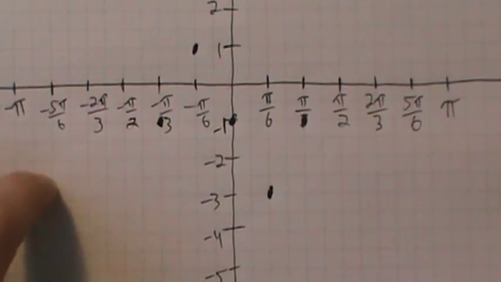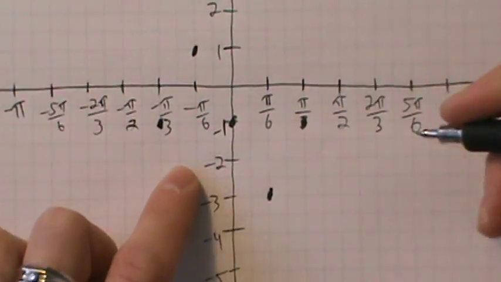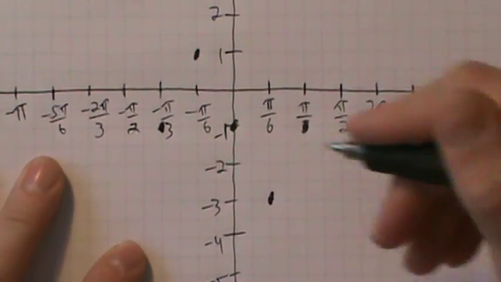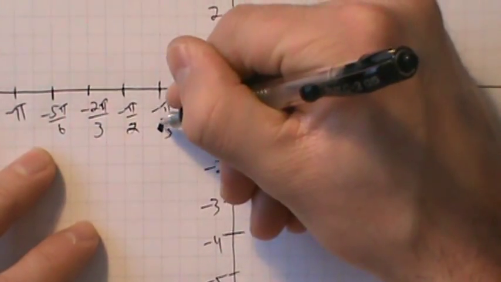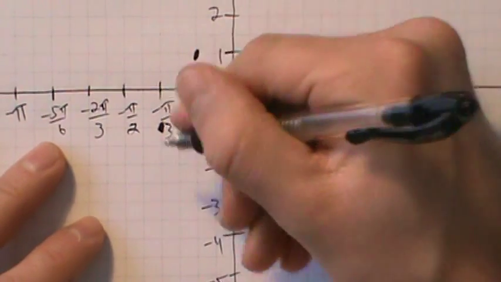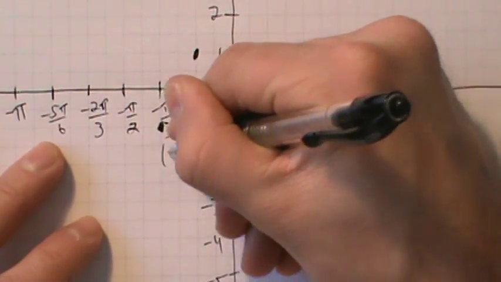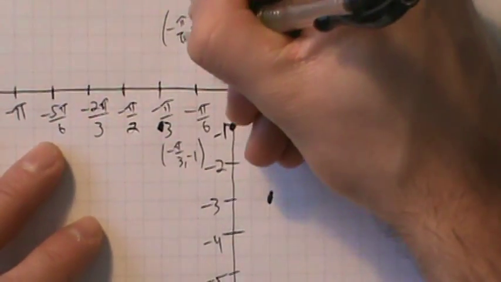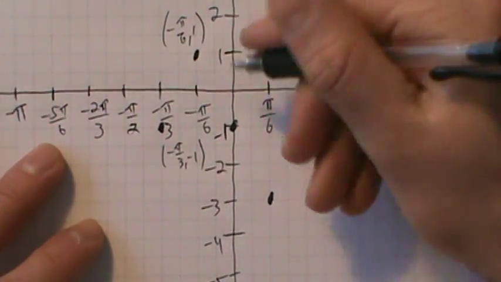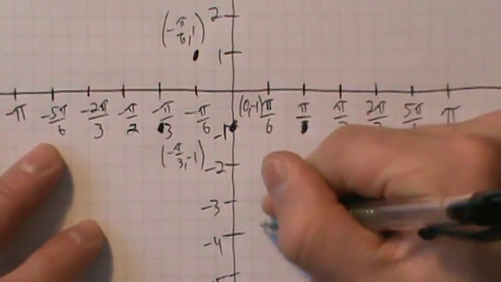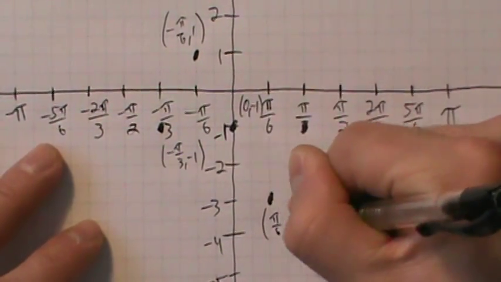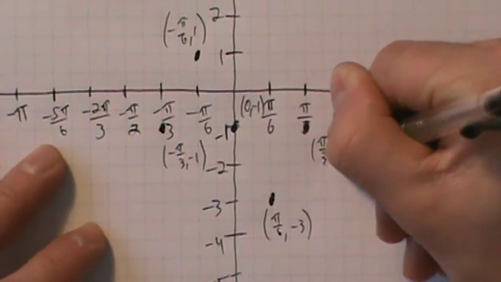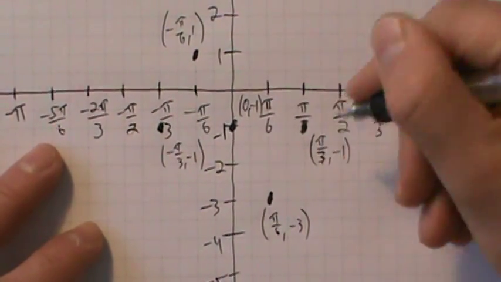Getting back to this. So these are the 5 points here that we found in step 3. Now in step 4 we're going to plot these and smoothly connect them. This here was negative pi over 3 comma negative 1. This is negative pi over 6 comma 1. This one here is 0 comma negative 1. Here is pi over 6 comma negative 3. And then here is pi over 3 comma negative 1.